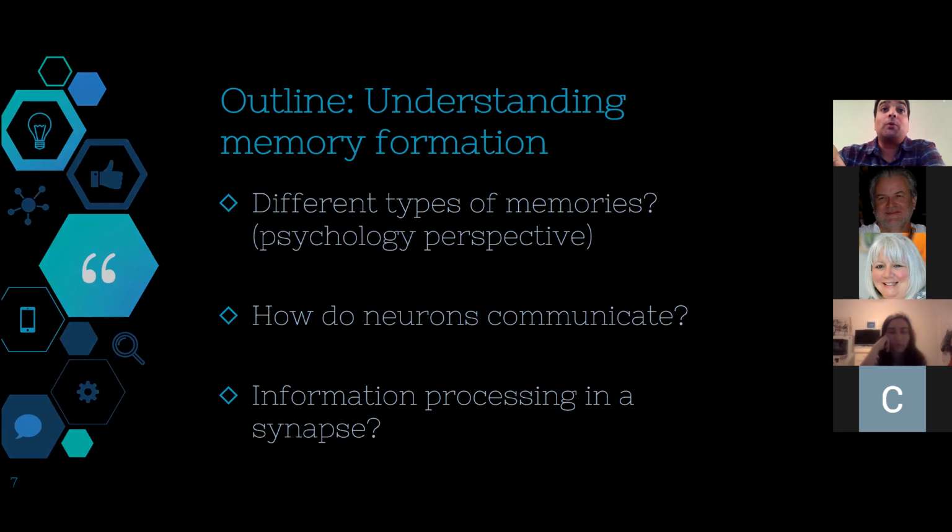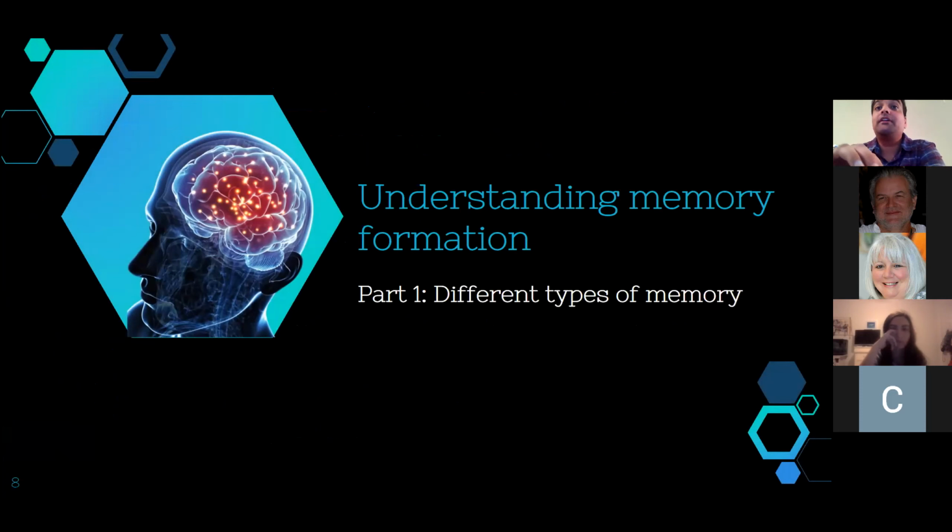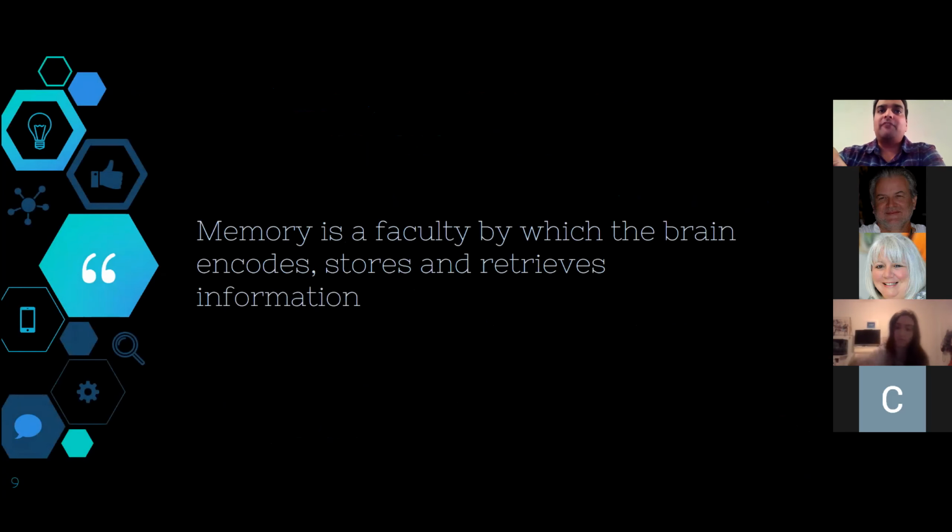All right, so let's start with the first section, the different types of memory that our brain forms. Memory can be defined as the faculty by which the brain encodes, stores, and retrieves information. All three components are equally important to define a memory. If you are storing a lot of information but are not able to retrieve or recall it, that's not a memory anymore. So all these three components are equally important.